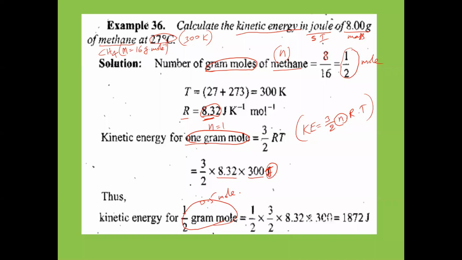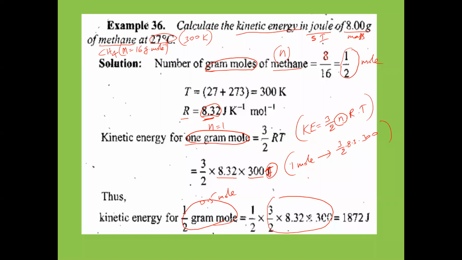For 0.5 mole of gas, the kinetic energy is equal to half into whatever we got here. So this is for 1 mole. For 1 mole, how much? 3 by 2 into 8.3 into 300.